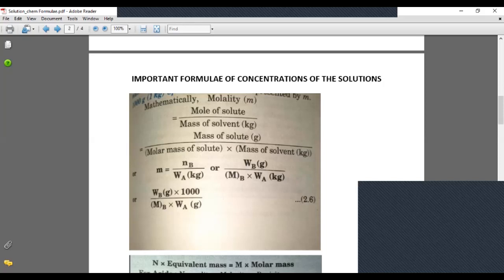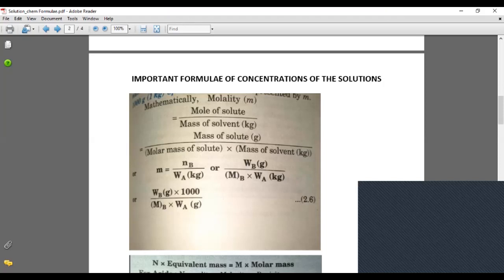Point number 1 of difference is, in molarity you will write volume is considered, and on that side you will write mass of the solvent is considered. Number 2, molarity is temperature dependent. On that side you will write molality is temperature independent, and the rest of the points will remain the same as we have seen in the case of molarity.